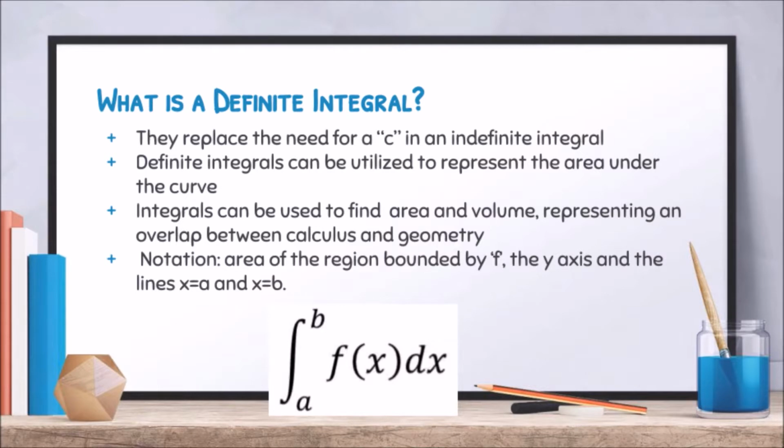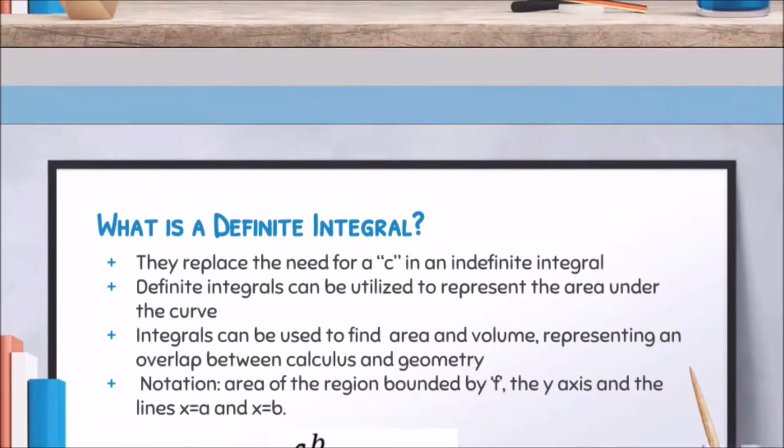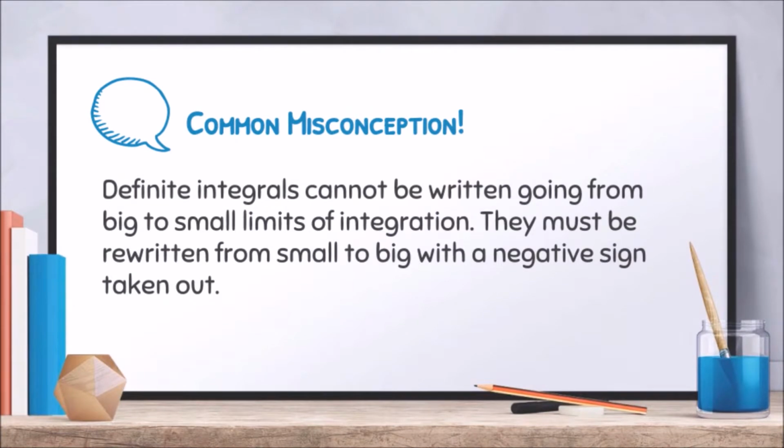As for the notation, the area of the region is bounded by f, the y-axis, and the lines x equals a and x equals b, which are the limits of integration. A common misconception that some people have is that definite integrals can be written going from bigger to smaller limits of integration. However, they must be rewritten from smaller to bigger values with the negative sign taken out.